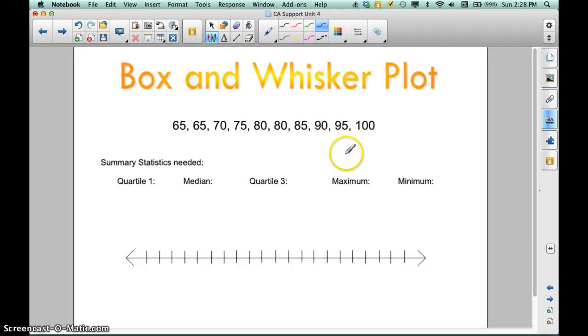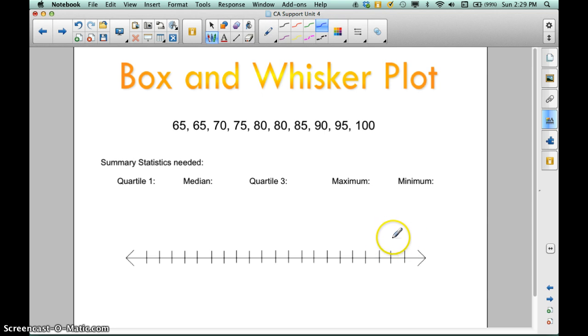Let's look first at an example of a box and whisker plot that we can do together. All right, so here's our data set. It's the same one from earlier. The summary statistics that we need to be able to make a box and whisker plot are quartile 1, the median, quartile 3, the maximum, and the minimum. Work with me. Pause the video if you need to copy this down. Make a number line. Don't fill in the numbers yet, and we'll talk about what needs to go where.